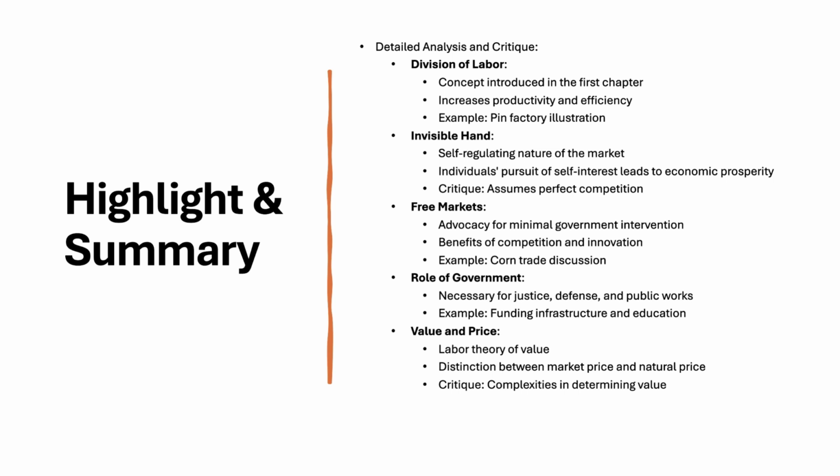Next, the invisible hand. No, it's not a magician's trick. It's Smith's way of saying the market is like a self-driving car, it mostly knows where it's going. When people act out of self-interest, buying and selling what they need, the economy magically balances itself out. It's like everyone's looking out for number one, but somehow that ends up helping everyone else too. Picture a bustling marketplace where everyone's haggling and trading, and somehow, it all just works. Critique alert: this assumes a perfect world with perfect competition, which, let's face it, isn't always the case.